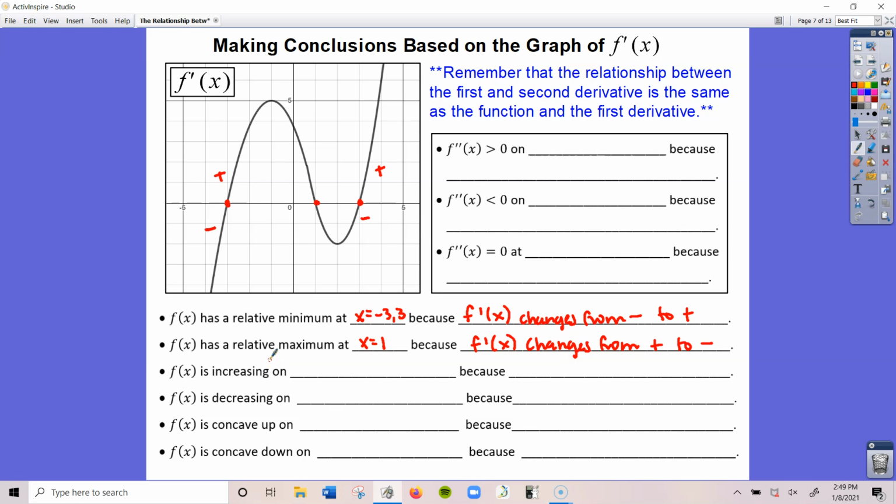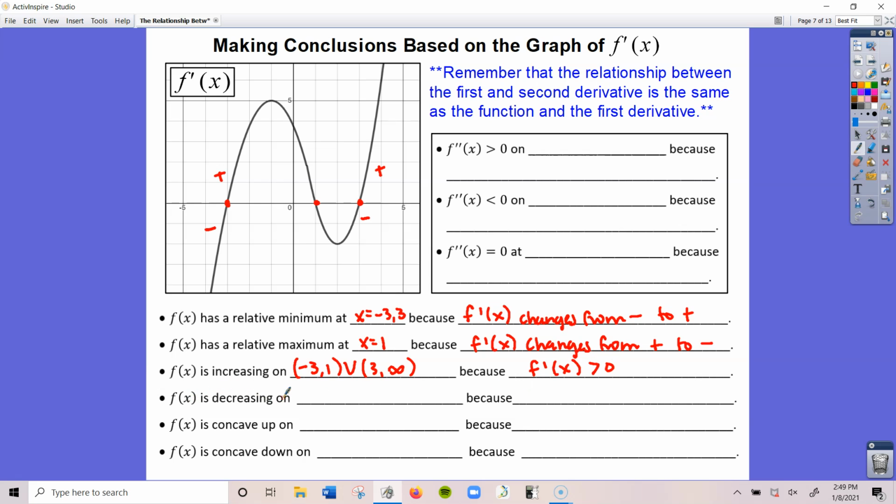Now f of x is increasing. F of x is increasing when the derivative is positive. So this is going to be from negative 3 to 1, because everything above the x-axis is positive and everything below the x-axis is negative. So from negative 3 to 1, and then again from 3 to infinity. And we would say because f prime of x is greater than 0.